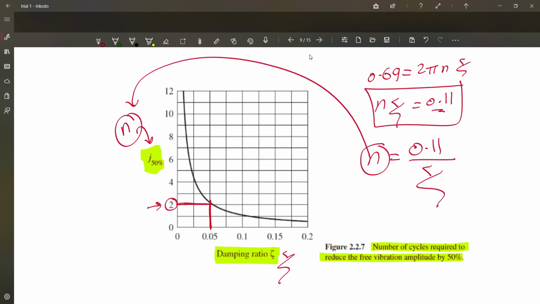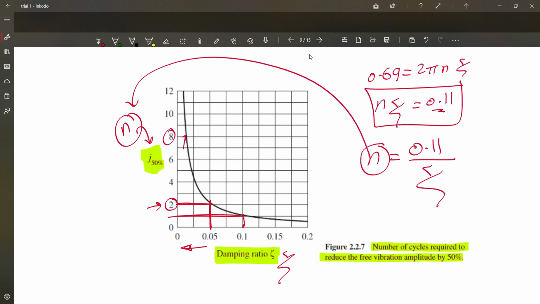And if the damping ratio is like 0.1, we're going to find that maybe after one cycle, the amplitude is going to be reduced to the half. But on the opposite side, if we are going to decrease the damping ratio, we're going to find that we need a large number of cycles in order to reduce the amplitude.